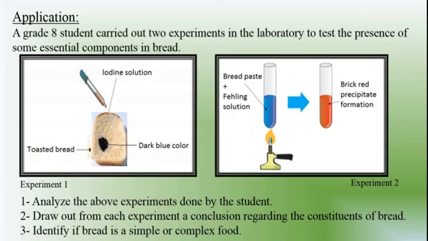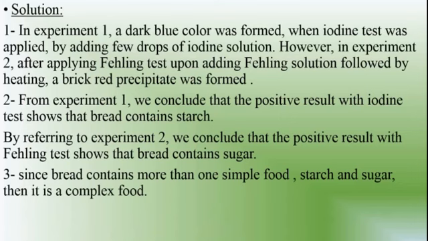Did you finish? Well, the solution of the application. 1. In experiment 1, a dark blue color was formed when iodine test was applied by adding a few drops of iodine solution. However, in experiment 2, after applying Fehling test, upon adding Fehling solution followed by heating, a brick red precipitate was formed.